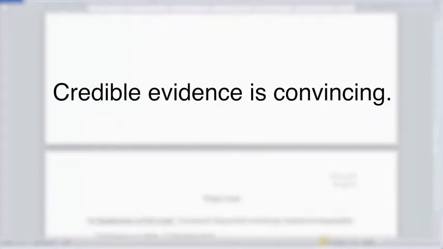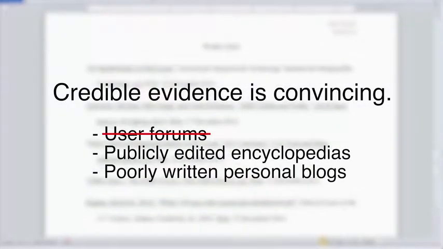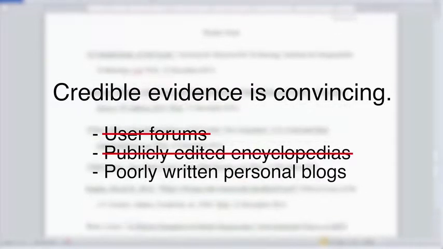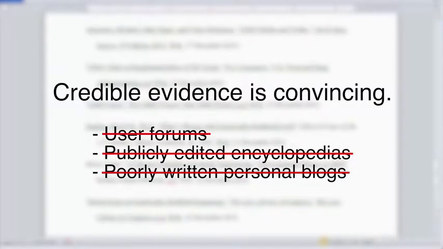Credible evidence is convincing. That means using evidence from a source that is recognized as an authority. Do not rely on user forums, publicly edited encyclopedias, or poorly written personal blogs. You can't be sure you'll get accurate information from these sites.